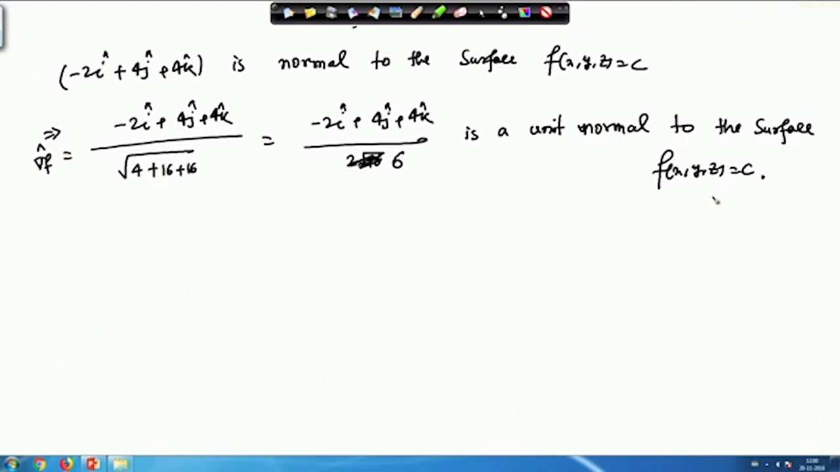All right. So today we saw one example motivated from the level surface and unit normal. In our next class, we'll continue with examples on level surfaces and directional derivative, just to make the concepts clear.